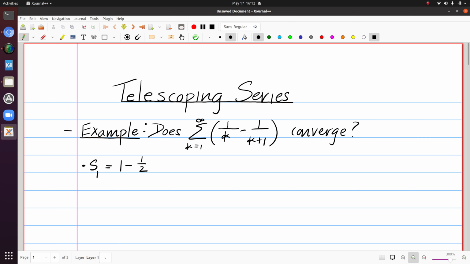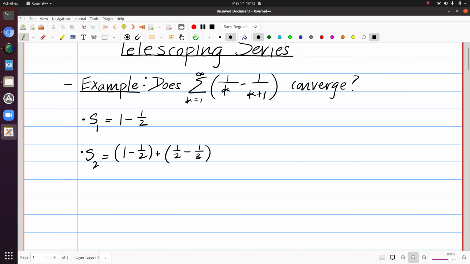Now I can write that as 1/2, but when you're doing this process for telescoping sums, it's often the case that simplification is going to make it much harder to see the outcome. So I encourage you to not simplify. Then S2 would be the sum of the first two terms. So I write down the first term from above, and then the second term occurs when k is equal to 2. And S3 would be the sum of the first three terms, where the third term occurs when k is 3.